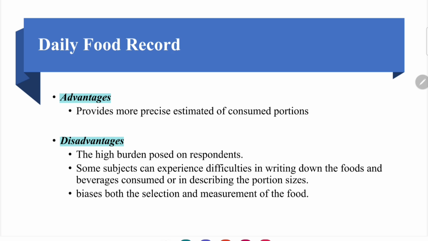Some subjects can experience difficulties in writing down the foods and beverages consumed or in describing the portion size. فهنا يحتاج الموضوع تدريب شوي عشان الشخص يكون عارف بالضبط يكتب portion size بشكل صحيح. وممكن مثلا المرضى يكونوا كبيرين في العمر، فممكن يكون في varies basis both the selection and measurement of the food.